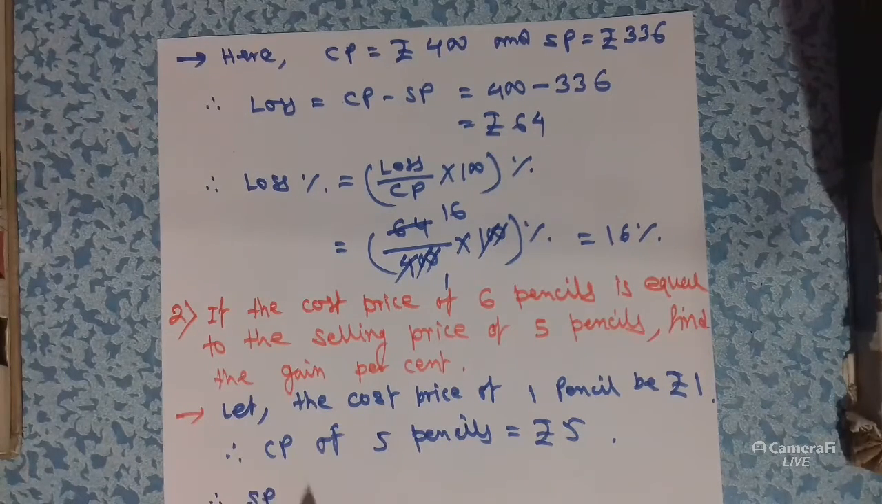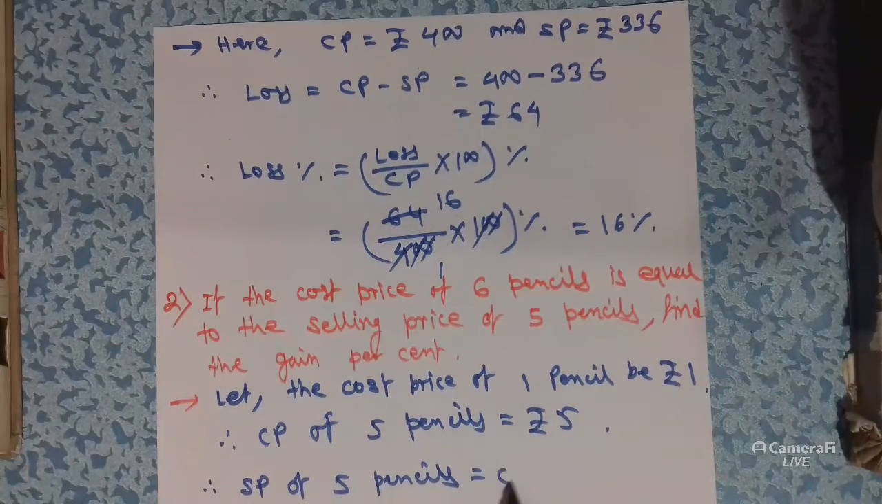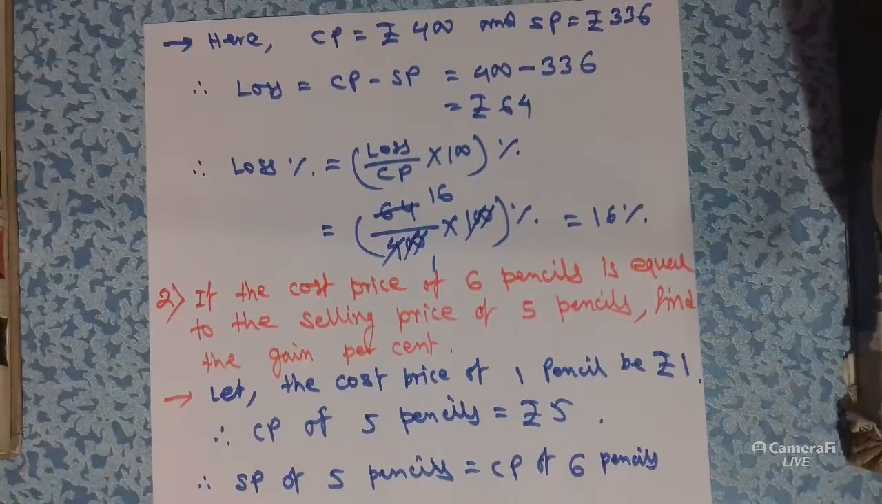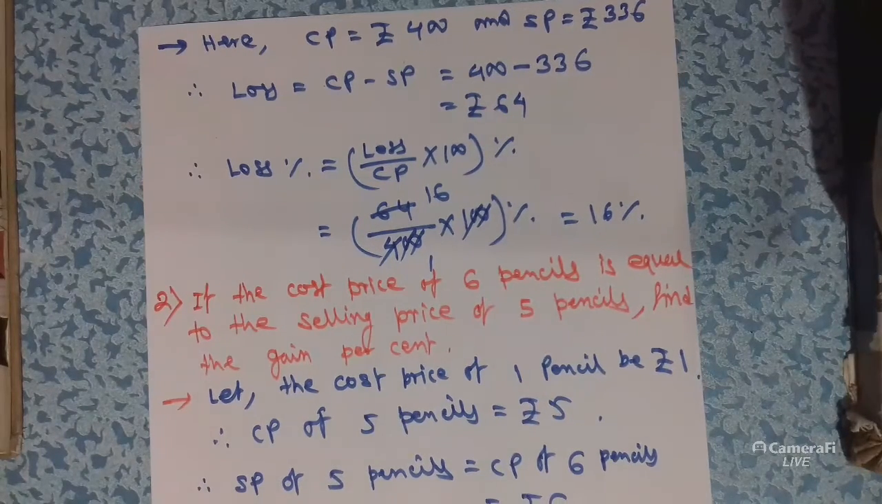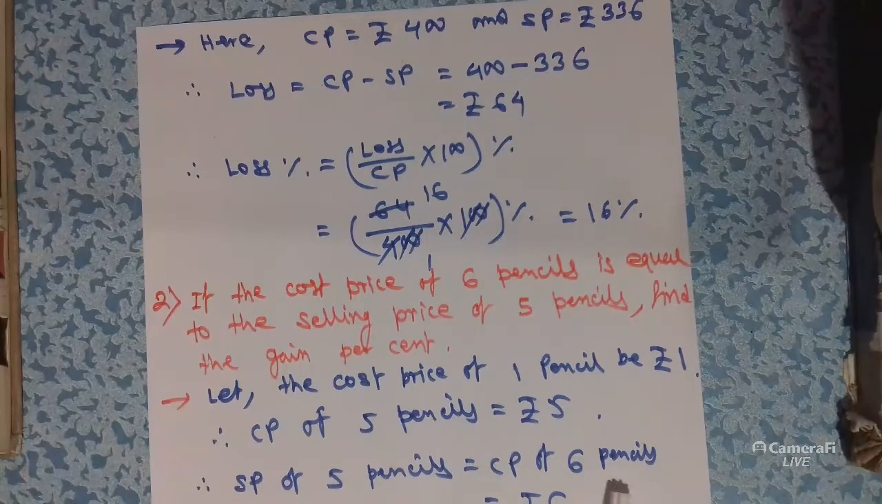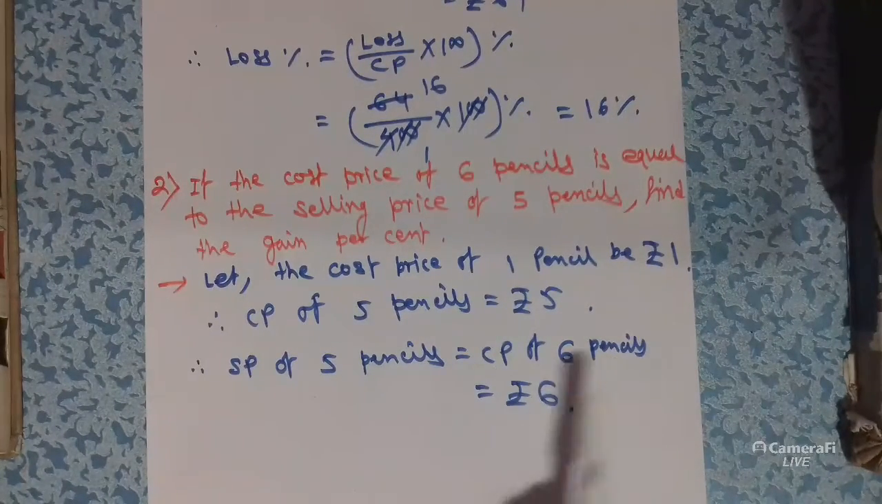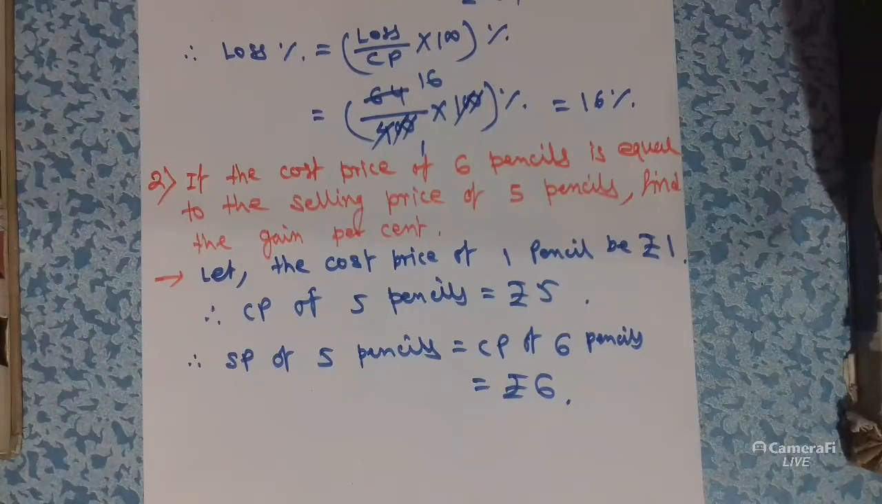Now selling price of 5 pencils is equal to cost price of 6 pencils is equal to ₹6. So since cost price of 6 pencils is equal to selling price of 5 pencils, therefore selling price of 5 pencils is equal to cost price of 6 pencils. So cost price of 6 pencils is ₹6. So that means selling price of 5 pencils is ₹6.